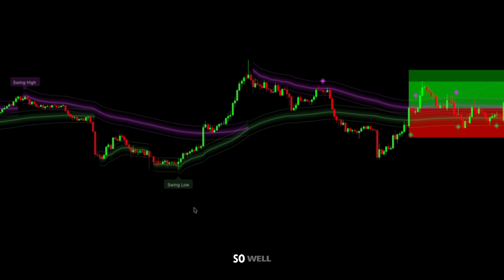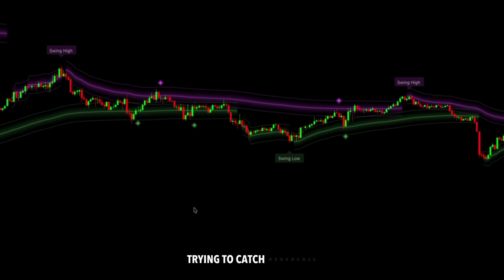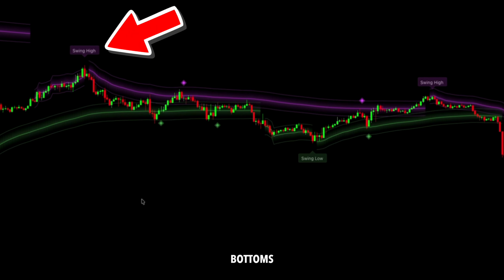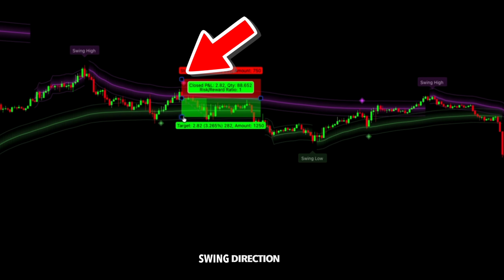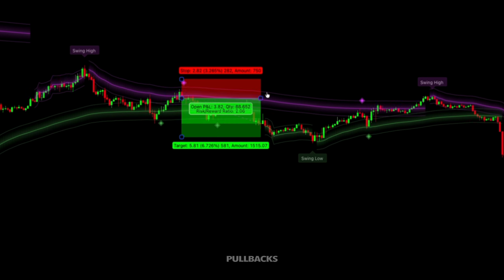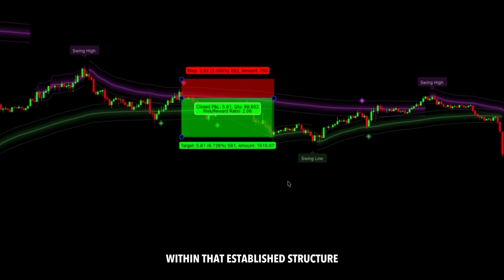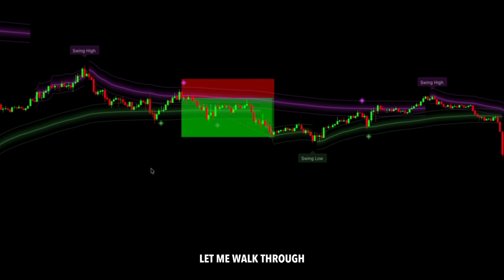Why does this work so well? Because you are not trying to catch reversals or pick tops and bottoms. You are waiting for the market to establish a clear swing direction, then you are entering on pullbacks within that established structure. Let me walk through both sides.